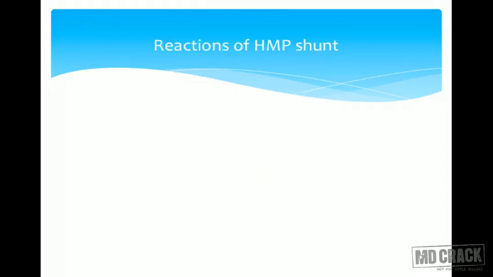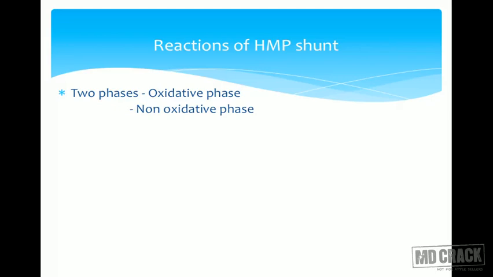So, what are the reactions of the HMP shunt? Again, I am just telling you the names of the enzymes and not the pathway. It has two phases, the oxidative phase and the non-oxidative phase. The oxidative phase is irreversible. You cannot bring it back to glucose. The non-oxidative phase is reversible. There are so many reactions taking place which keep on reversing. So depending upon what the body needs, the non-oxidative phase will produce that. I will be talking to you about each of these.